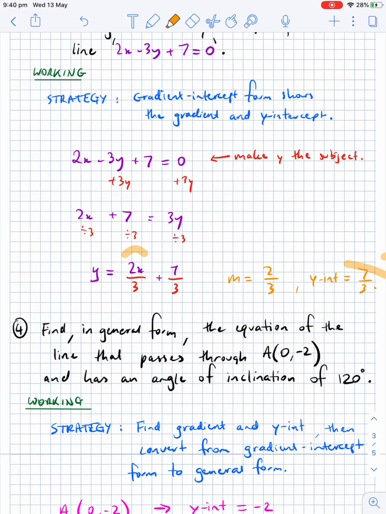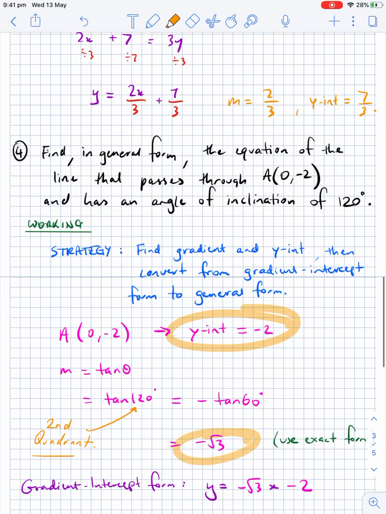So 2x divided by 3 is 2x over 3, and 7 divided by 3 is 7 over 3. So we've got our y by itself. The coefficient of x is 2 over 3, so that is your gradient. And the plus 7 over 3 is going to be your y-intercept. And so that is the final answer. We've figured out what our gradient is and what our y-intercept is, which was what was desired.